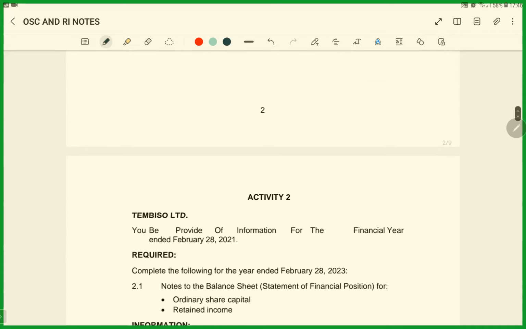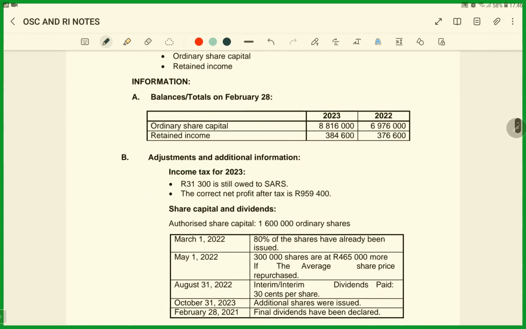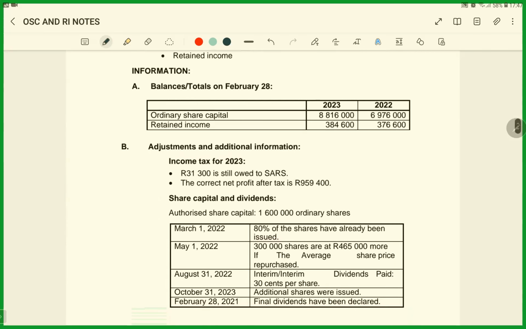Then let me look for scenario number two. Okay, that's scenario number two. You use 6,986,000. Then your issued shares would be 1,600,000 multiplied by 80%. Use that to calculate the next average share capital. Yes, sir. Okay, so we were given an authorized share capital. Yes. Okay, sir.